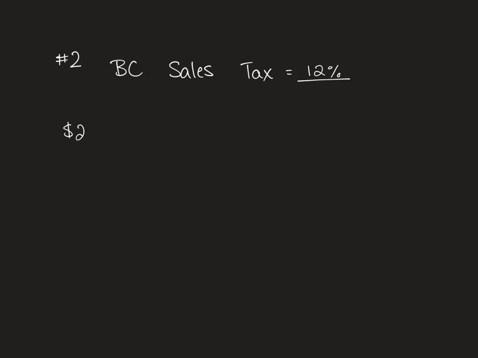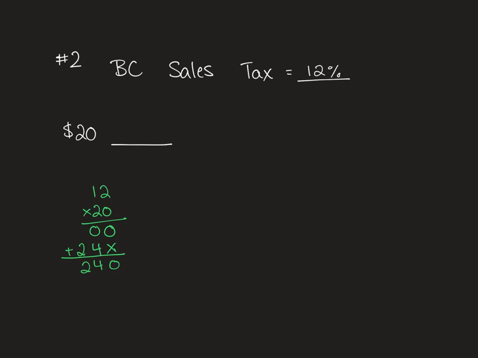So if we had a $20 item, we need to figure out how much tax we would pay. How can we do this? So our first step is to multiply 12 times 20, and that gives us 240.